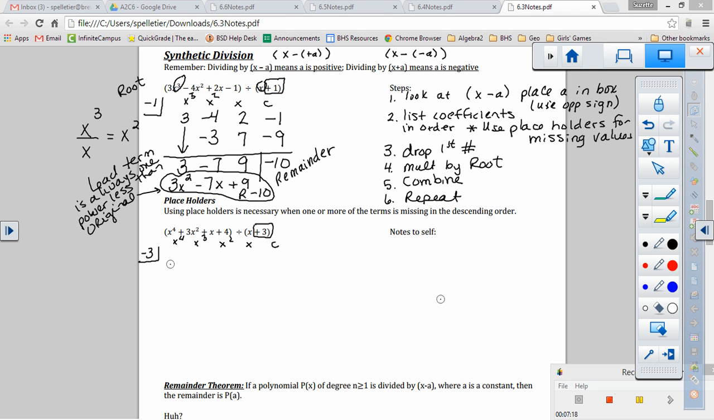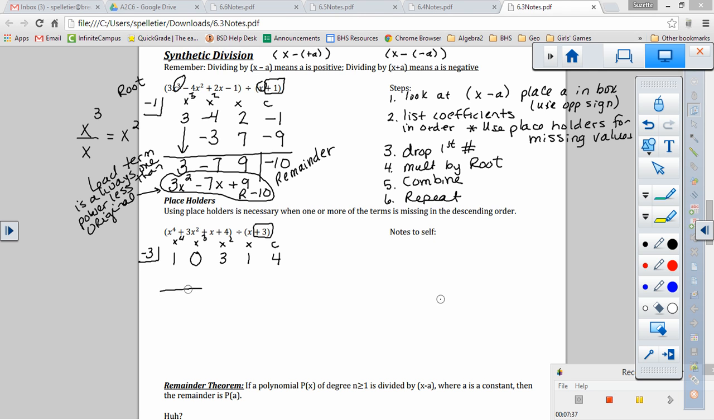X to the fourth has a coefficient of 1. X to the third, I have none. This is where my placeholder comes in. I need to put my 0 in there. X squared, I have 3 of them. X to the first power, I have 1. And my constant is 4. And then from here on out, it's just the same as the last example we just did.